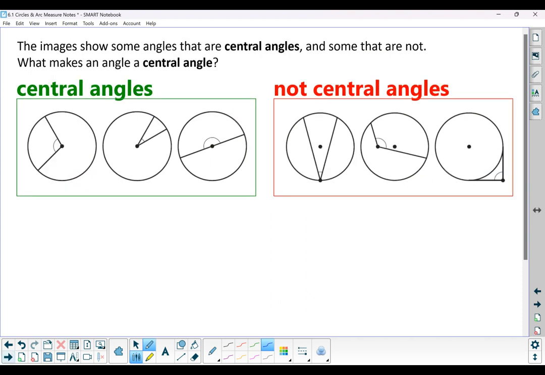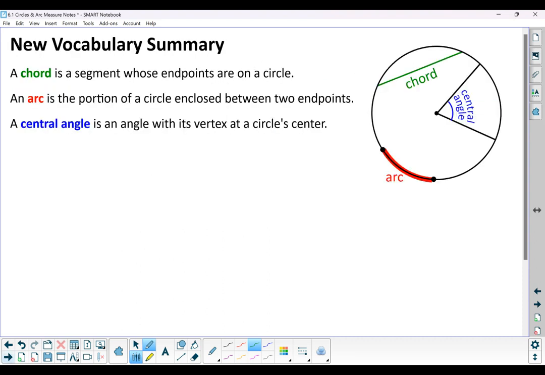And finally, we're going to be talking a lot about central angles. The ones on the left are central angles, and the ones on the right are not central angles. So what hopefully you are observing here is that a central angle is an angle with the vertex of that angle at the center of the circle. So you've got that vocabulary in your notes written out for you with those definitions, and this diagram shows you an example of each. We've got a chord, a central angle, and an arc.